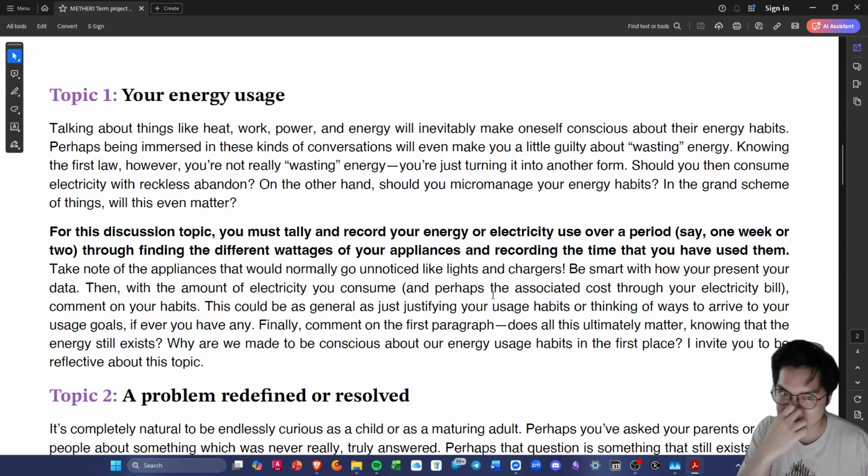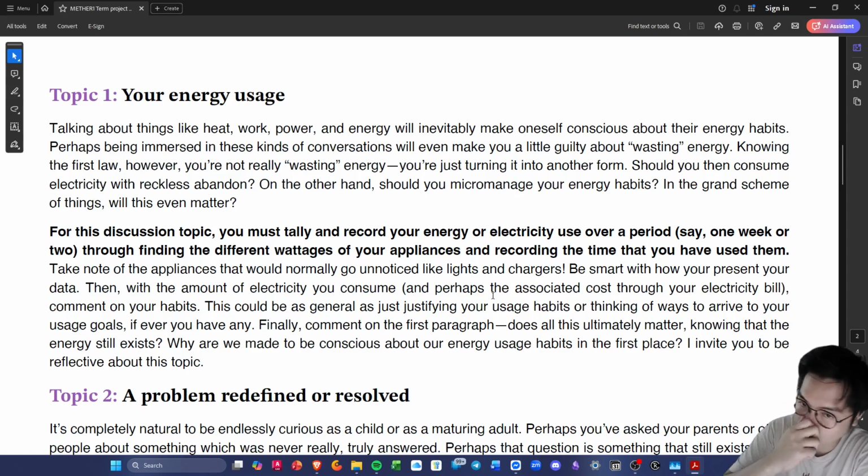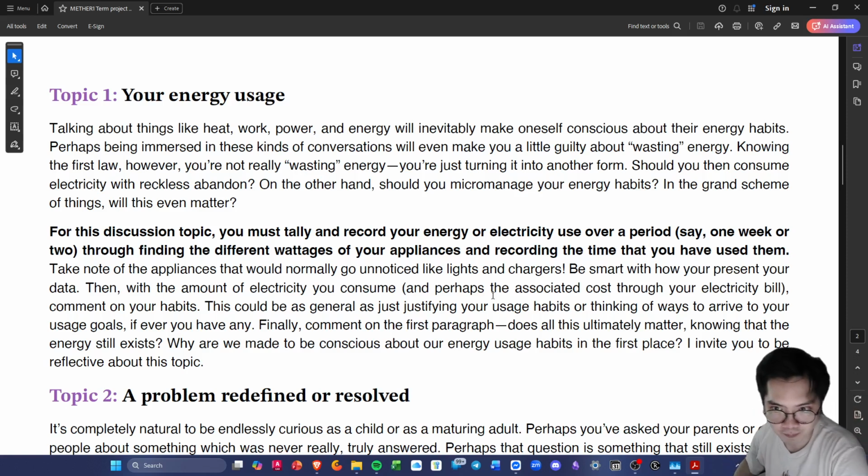Take note of the appliances that would normally go unnoticed, like lights and chargers, right? I don't have a light currently, right? I only have this light from the computer, right? And you be smart with how you present your data, okay? I will leave you guys to it, right? It depends how you want to present your data. If you want to make it in a table form, in a graph form, doesn't matter, right? Just be smart with it, right?